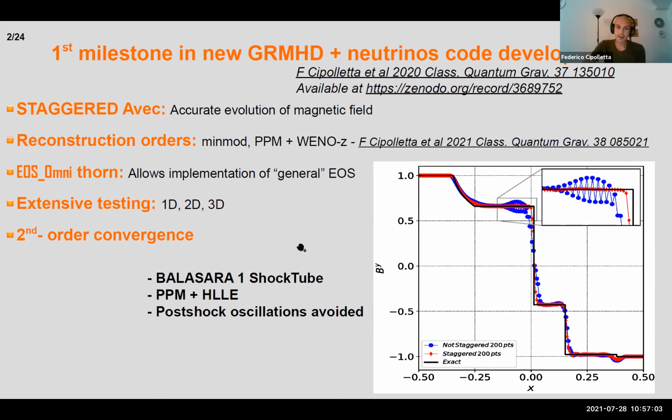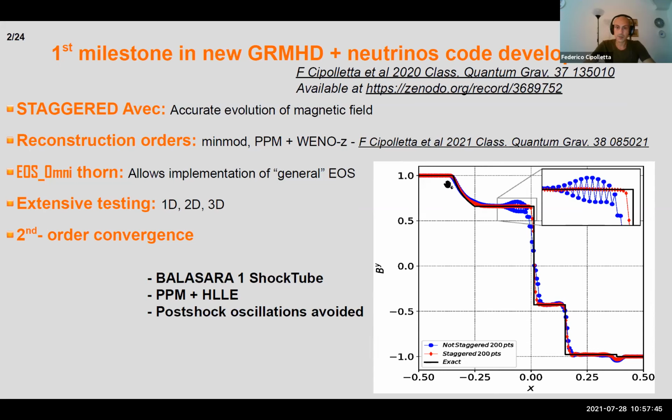The Balsara tests are shock tube tests, so they are in 1D. But you can see that if you adopt the cell-centered vector potential formulation, represented by the blue dots, you can get some post-shock oscillations that are constant and do not increase with time, but can create several problems during more complex evolution in 2D or 3D. While when you use a staggered vector potential formulation, represented with the red diamonds, you can just get rid of those oscillations.